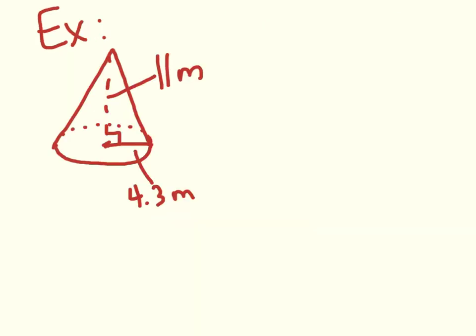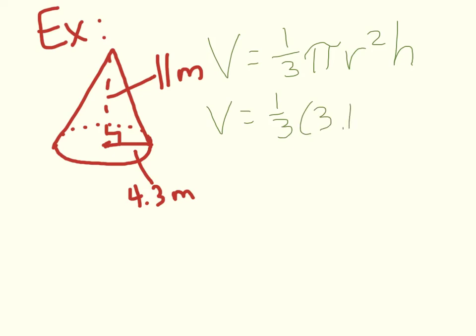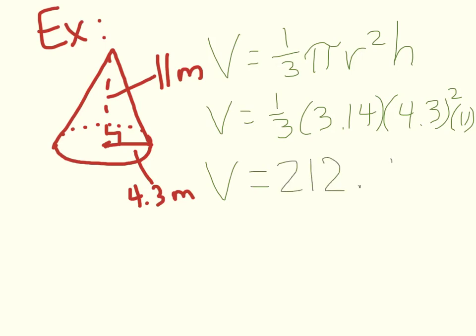All right, let's look at a couple examples. So volume of a cone, we're going to do volume equals 1/3 pi r squared height. Remember, we're going to basically take that volume formula of a cone and divide it by thirds. So we're going to take 1/3 times 3.14 times the radius, 4.3 squared, times the height, which is 11. We can do that all in our calculator at one time, and we can get 212, if we round to the nearest tenth, 0.9 meters cubed, because it's volume.